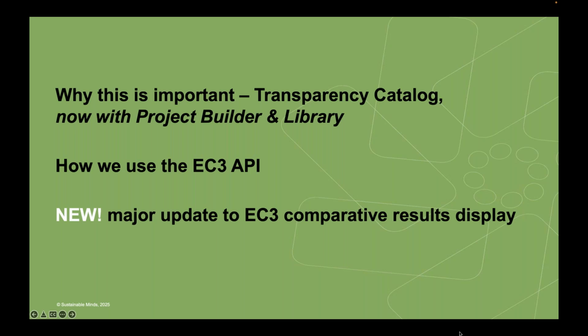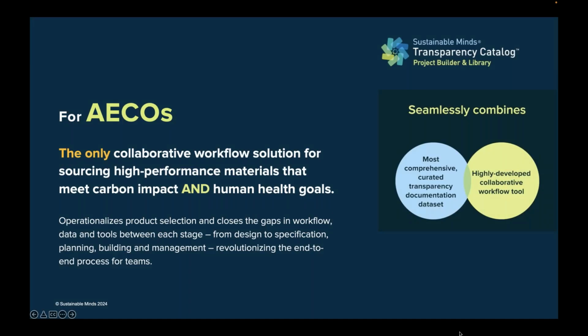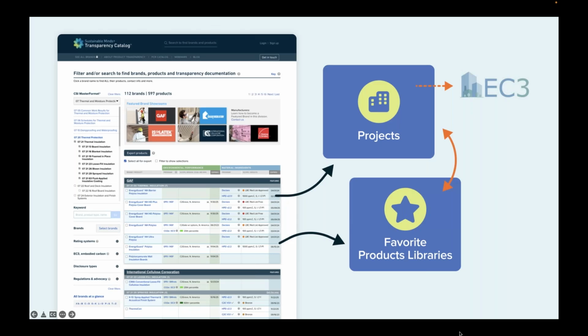So now to bring all this home, picking up where we left off, it's important when people go to the catalog and make comparative searches and use the filters to find what we need. But as I mentioned before, as people build out their internal knowledge bases of materials, there's a longer shelf life for that data. So Project Builder Library is a collaborative workflow solution seamlessly embedded in the transparency catalog. It allows people to build projects and libraries, and we also have a round trip back to EC3.